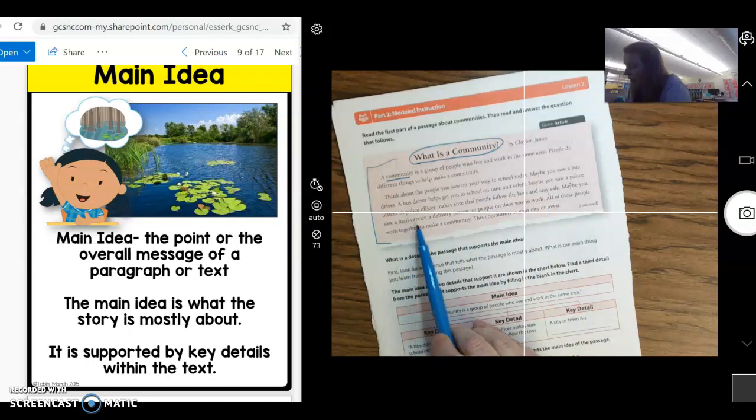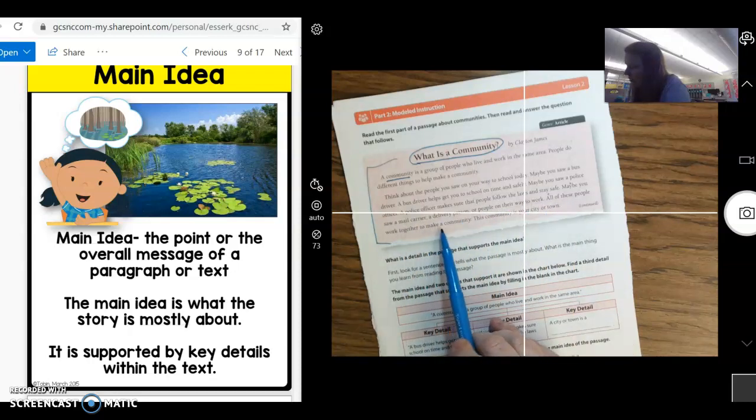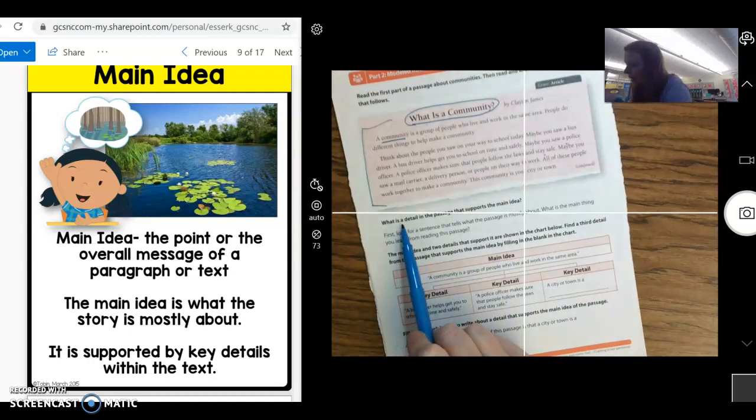Maybe you saw a mail carrier, a delivery person, or people on their way to work. All of these people work together to make a community. This community is your city or town. What is a detail in the passage that supports the main idea? So first, look for a sentence that tells what the passage is mostly about. What is the main thing you learn from reading this passage?